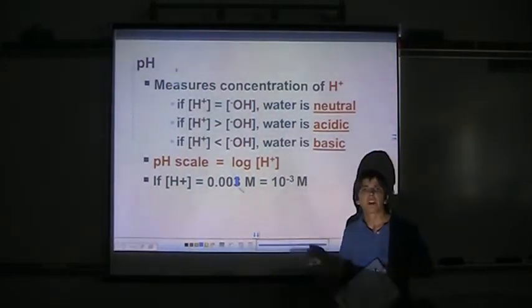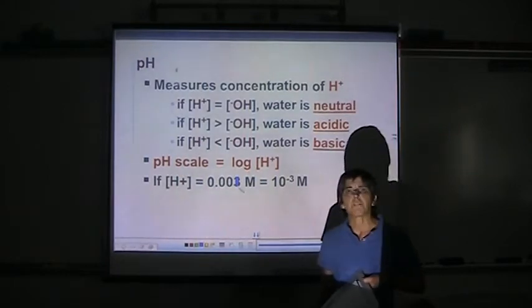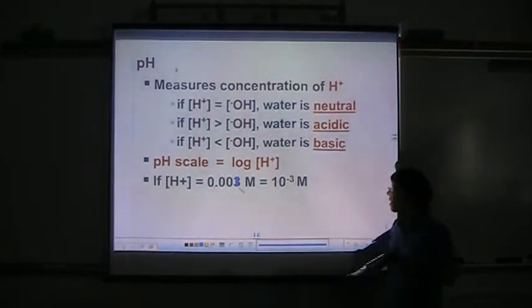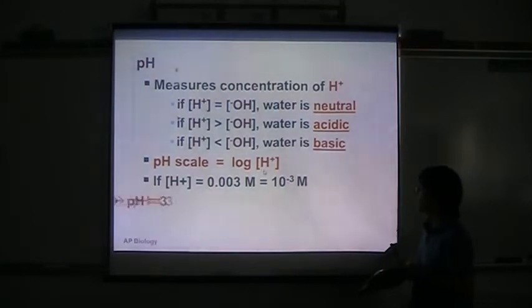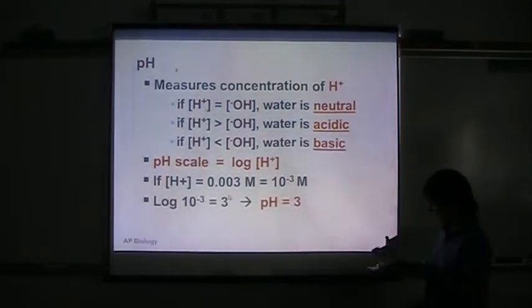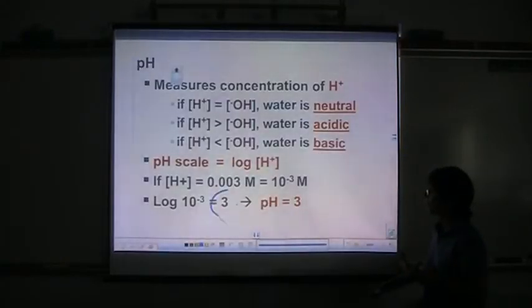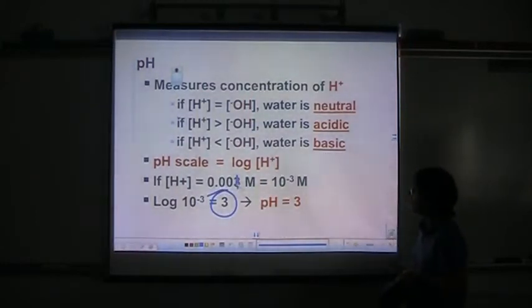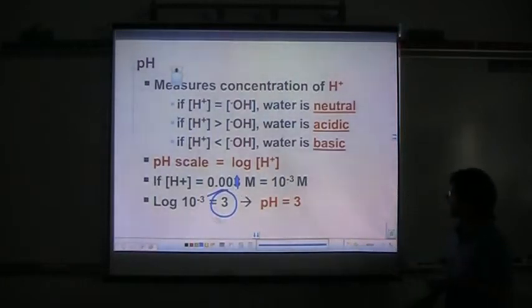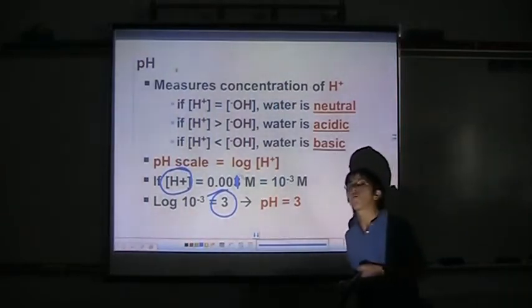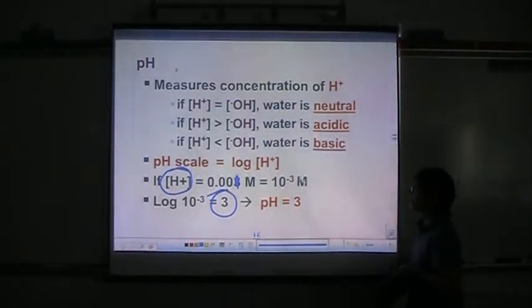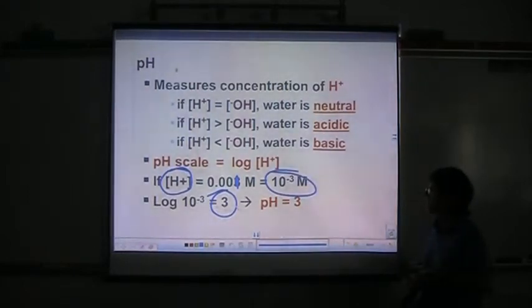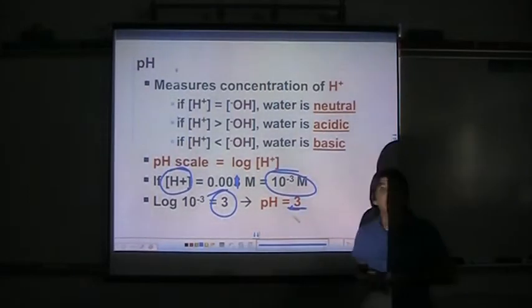Get your calculators out and calculate the logarithm of that. If you get the logarithm of that, guess what you get? You get the number 3. Remember, I screwed up here. This is 1. You get the number 3. So, if the concentration of hydrogen ions is 0.001, which is the same as this, the pH is 3.